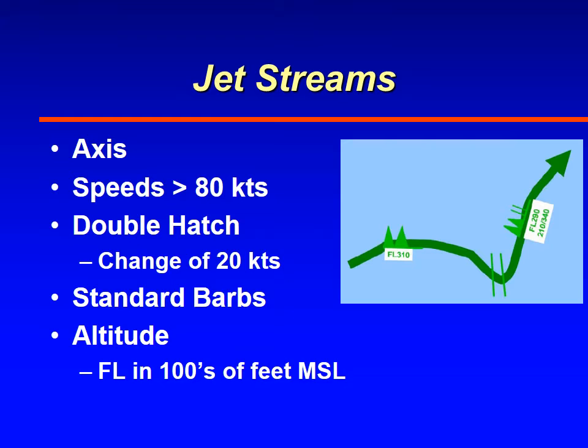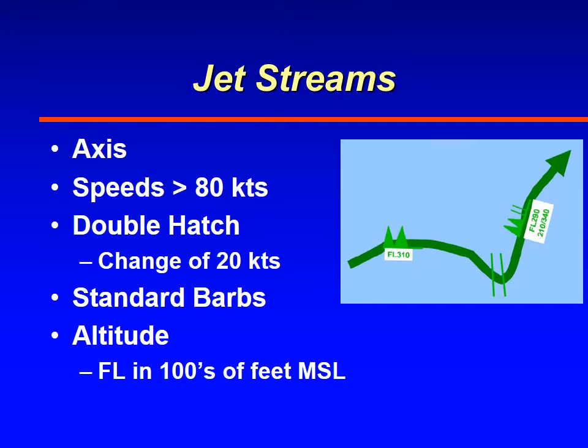And to be plotted on this chart, the winds have to be greater than 80 knots. If it's not greater than 80 knots, then they won't put the jet stream. They show the winds using standard barbs. The full flags are 50 knots, and one little line pendant is 10 knots, so you can add those up and figure out the wind speed.